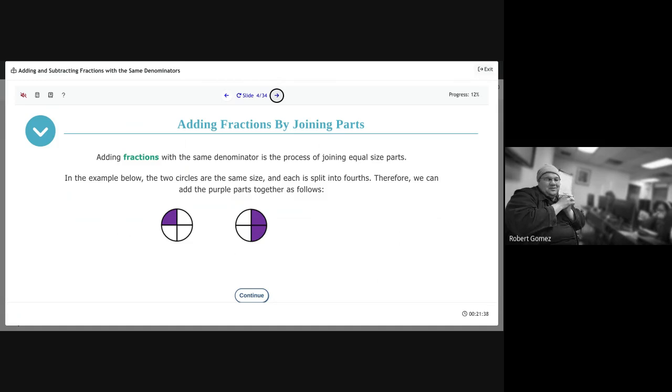So in this example below, the two circles are the same size, and each is split into four. Therefore, we can add the purple parts together. Think of that ice example. Let's say we have two trays of ice now. So we made our grape Kool-Aid ice pops, and we had two ice trays. This is tray number one, so I'll just put tray one.